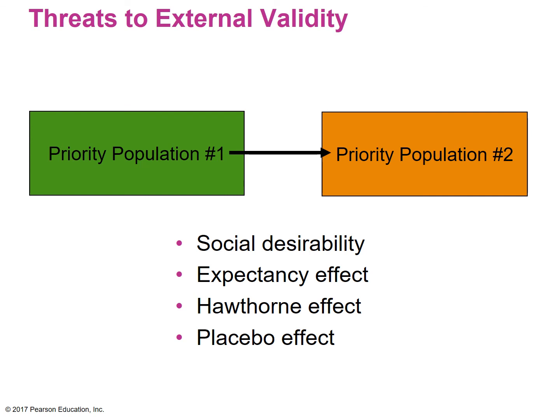Okay, so external validity. So the green box represents, this is what I found in my population after the intervention. That's what we should expect in another population. What can get in the way of this being a smooth transition?